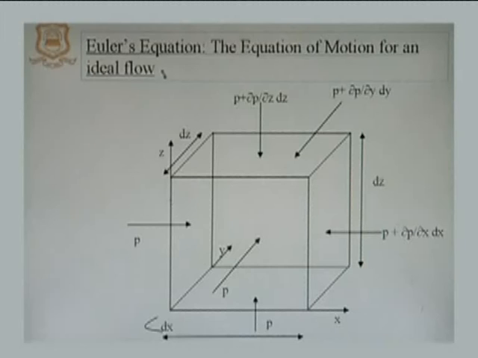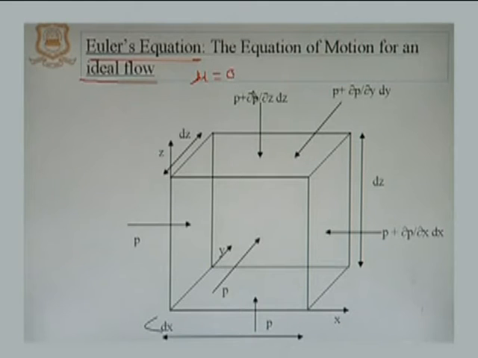Then we shall discuss Euler's equation. Euler's equations deal with the equation of motion for ideal flow. Ideal fluid means when mu, or viscosity of the fluid, is assumed to be 0.